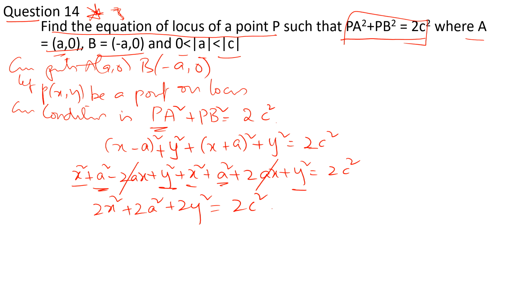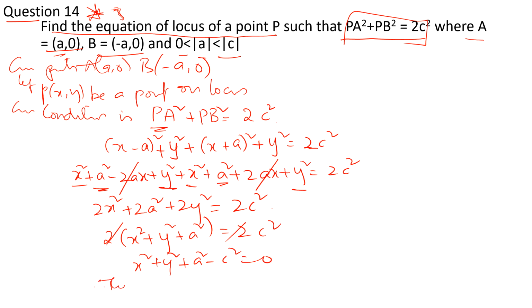So from this equation we can take common 2: x square plus y square plus a square is equals to 2c square. 2 gets cancelled on both sides. So finally x square plus y square plus a square minus c square is equals to 0. Therefore, the locus of P x comma y is x square plus y square plus a square minus c square is equals to 0.